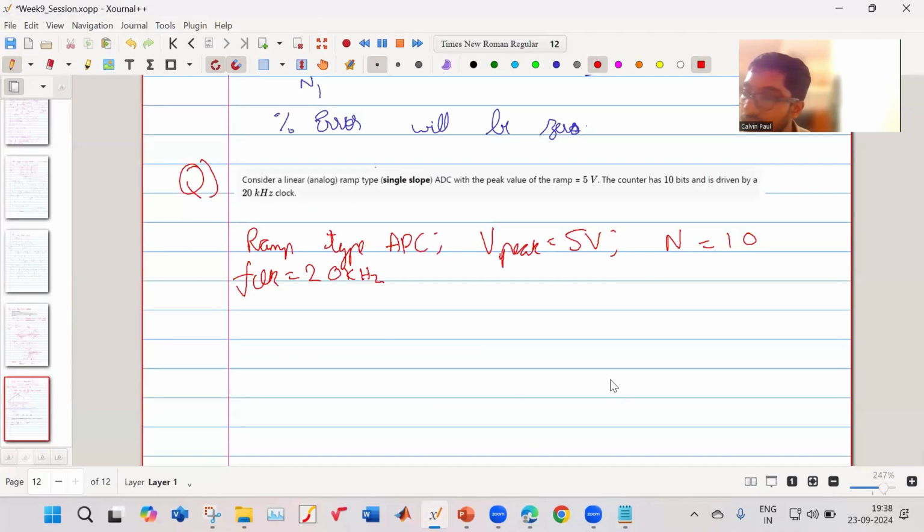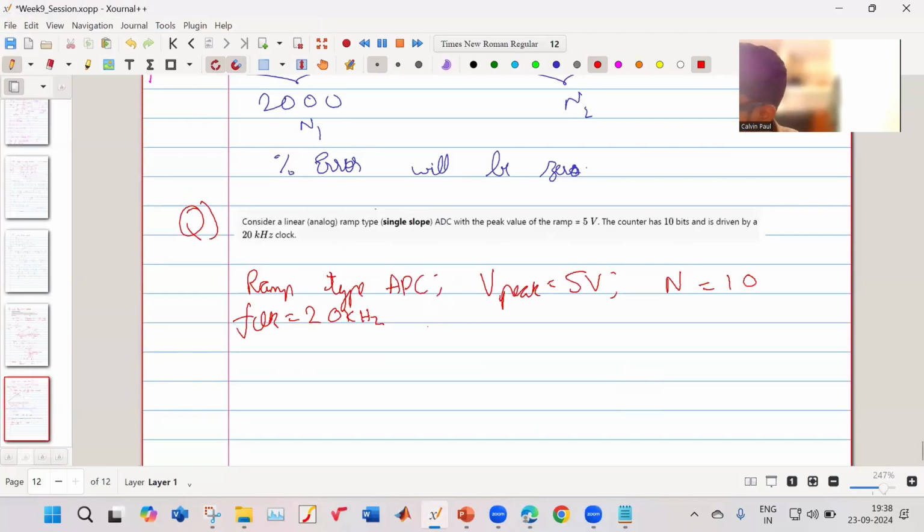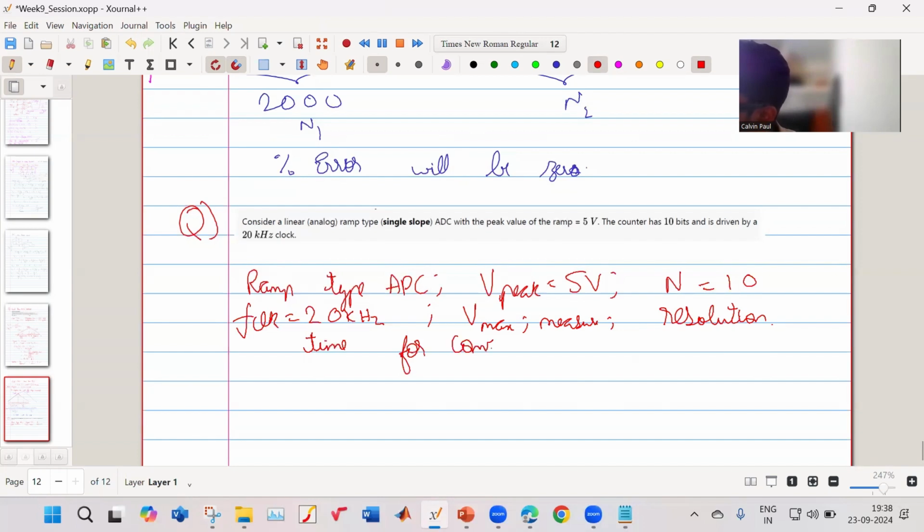There are many things they're asking. What is the Vmax which it can measure? What is the resolution? How much is the time for conversion, as well as what is the ramp rate?